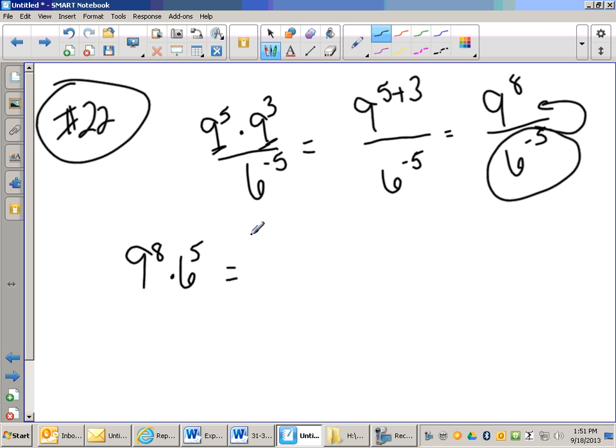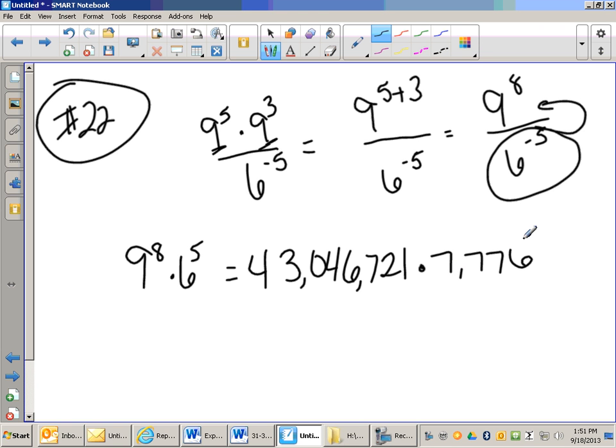And then to simplify this, 9 to the 8th power, whew, that's a big number. That's going to be 43,046,721 times 6 to the 5th, which is 7,776. So when we multiply those values together, you'll actually get an answer in your calculator if you're using a graphing calculator that has an E.